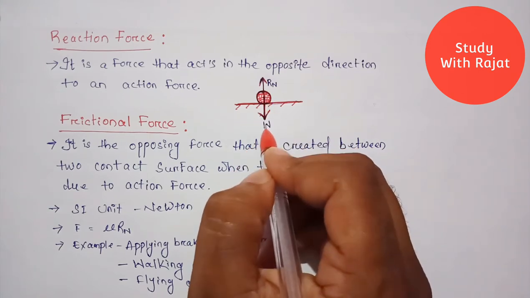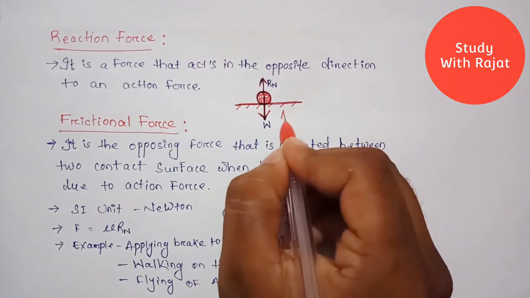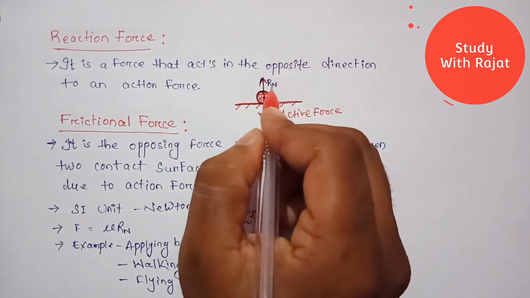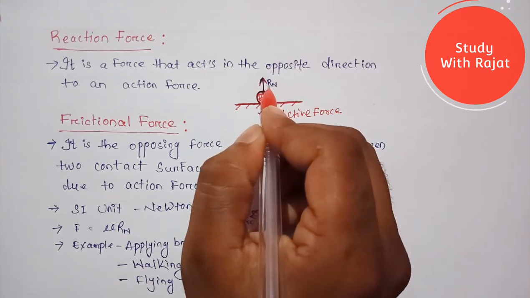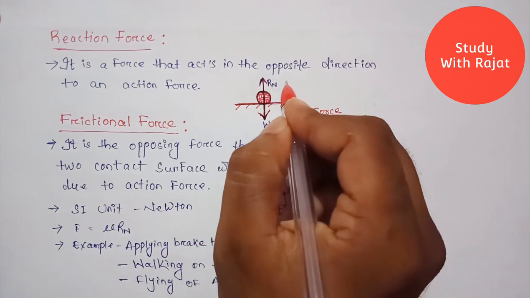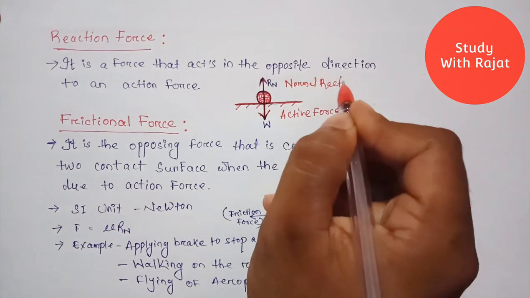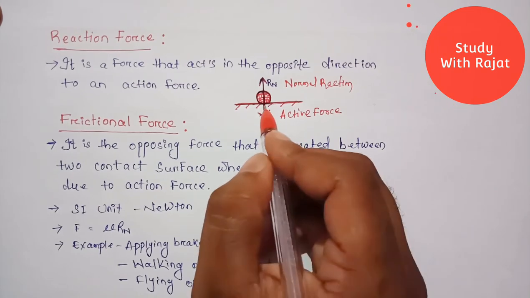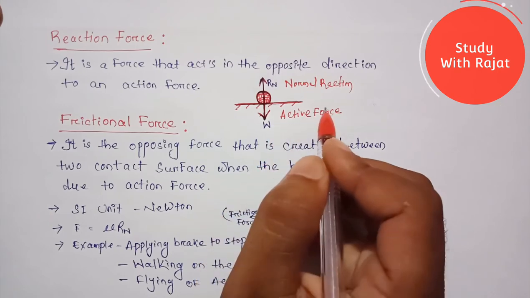So every active force has a reactive force. Here we can say W is the active force and Rn means the normal reaction. Here we are writing R with suffix n because R is for the reaction, n is for the normal. So we can say normal reaction. According to Newton's third law, if there is an active force, there should be a reaction force, and they are always opposite in direction to each other.